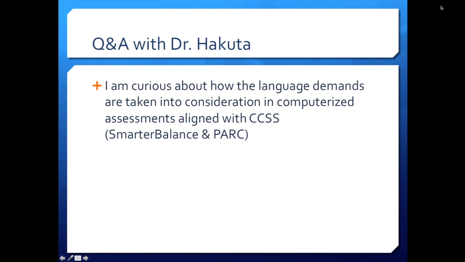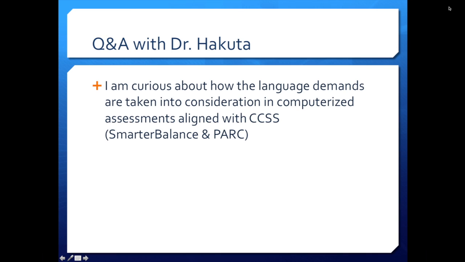So one of the questions that's come in is about language demands on the computerized assessments aligned with the Common Core, like SmarterBalance and PARC. Has the initiative also been active with those efforts and considering the language demands? You know, it's clear that the assessments will have some pretty serious language demand.